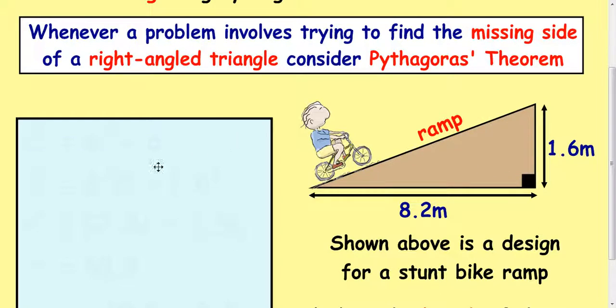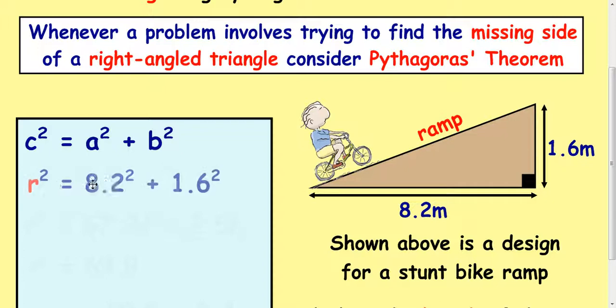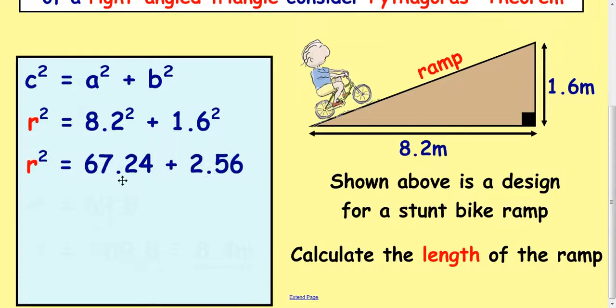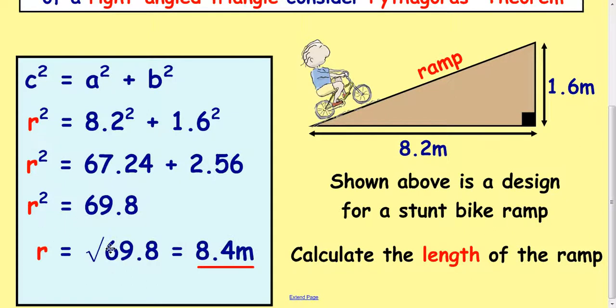So if we write down what Pythagoras' theorem is first, C squared equals A squared plus B squared. Instead of using a C here now, I'm going to use an R for ramp, though it doesn't matter if you use a C. So R squared is equal to 8.2 squared plus 1.6 squared. If you do these calculations in your calculator, you will get this. And if you add these together, you will get 69.8. Then just do the same thing, square root to get your answer, which is 8.4.